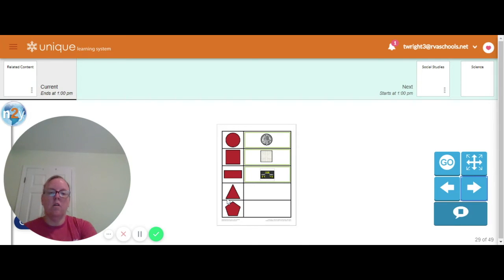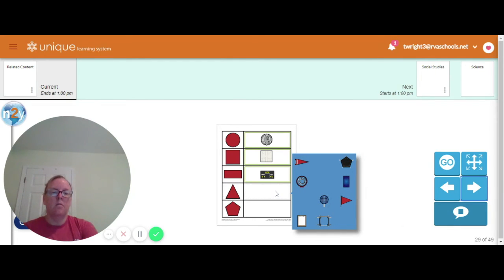All right, triangle. 1, 2, 3 sides. Triangle. What looks like a triangle? I see 2 things that look like a triangle. This flag and this flag. Point to it. Let's move one of the flags over.